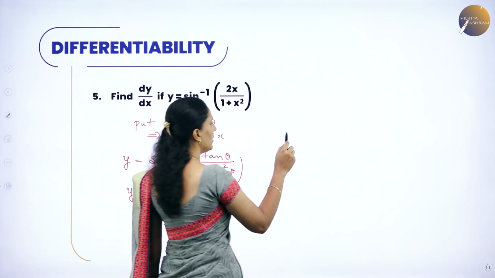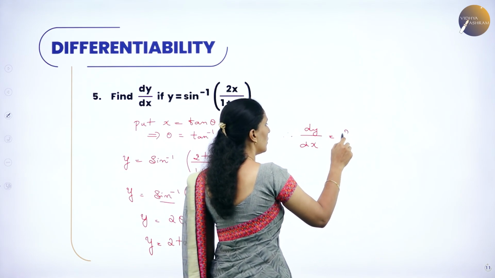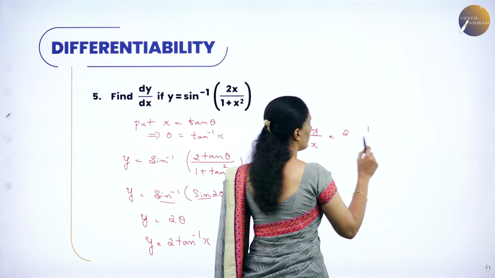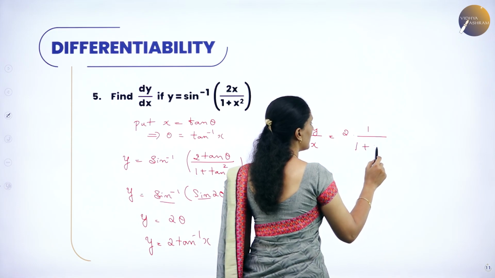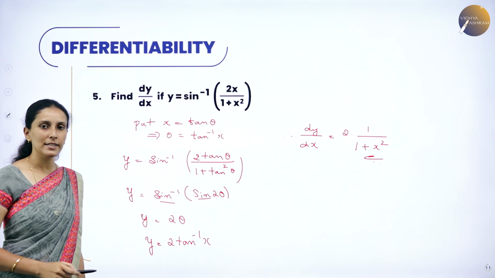Therefore dy by dx can be written as 2 into the derivative of tan inverse x, which is 1 over 1 plus x square. So this is 2 divided by 1 plus x square.